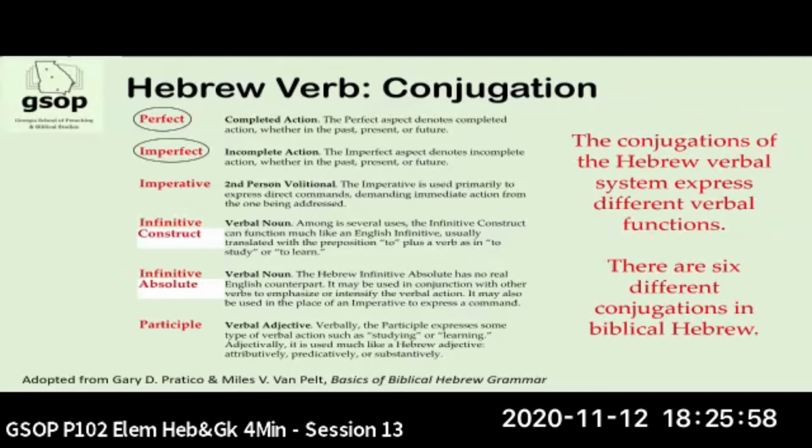The imperative, we're used to imperative. It's more of a command demanding immediate action. Infinitive construct is a function like our English infinitive. That's where you have the "to": to learn, to study, to go, to do. Those are infinitives. And the construct, of course, is the absolute.